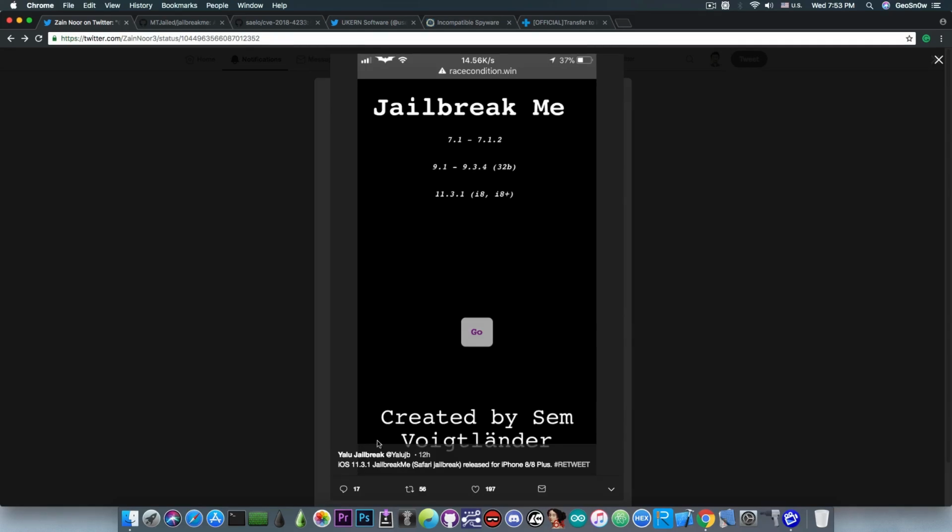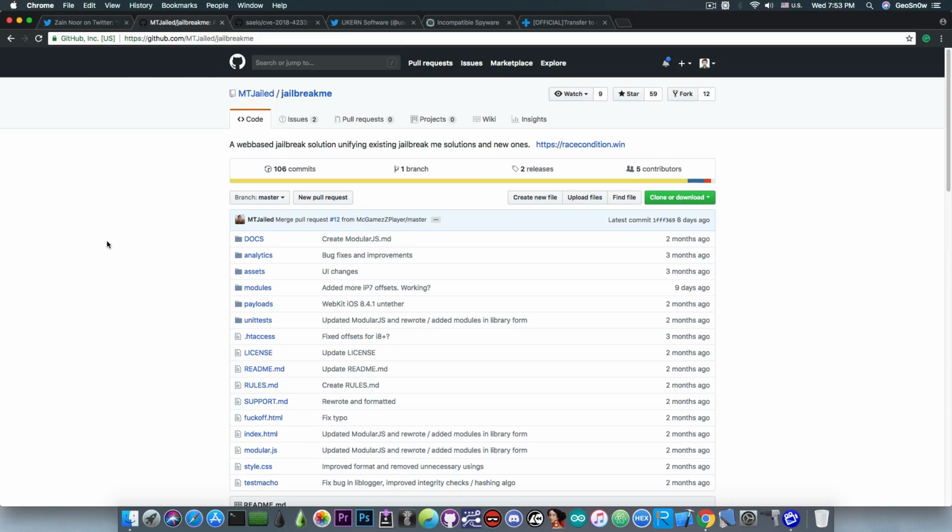And it's been created by Sem Voigtländer, I think it's pronounced. Man, that's something hard to pronounce. Anyways, if you take a look in here, the project does look okay. Initially, I was skeptical about this project because I wasn't aware that there are vulnerabilities for 11.3.1 at WebKit level, but yes, there are and they are publicly available, at least for the iPhone 8 and 8 Plus for the moment.